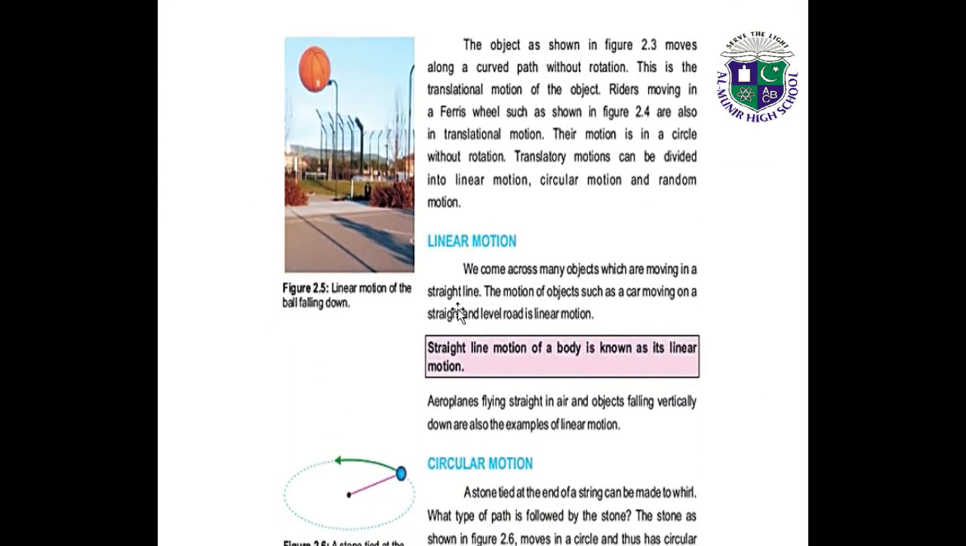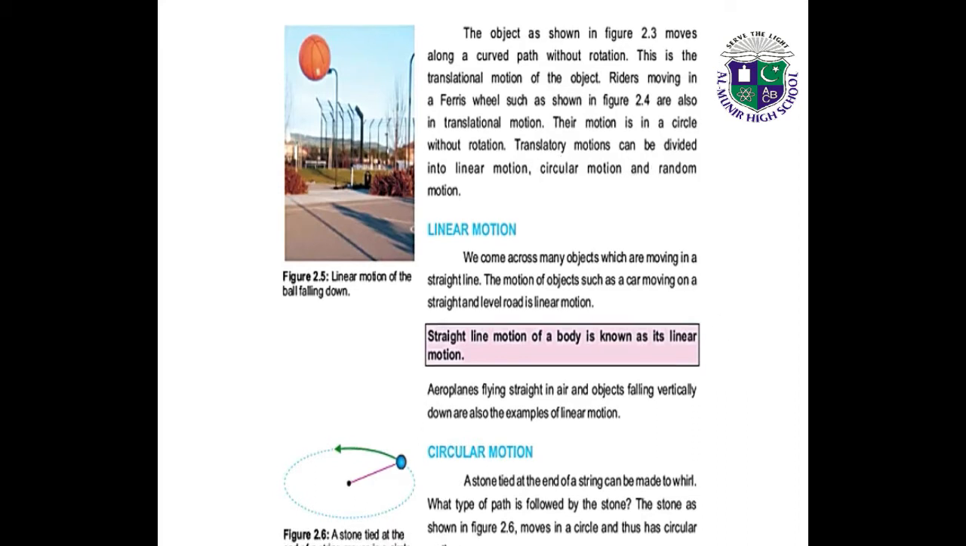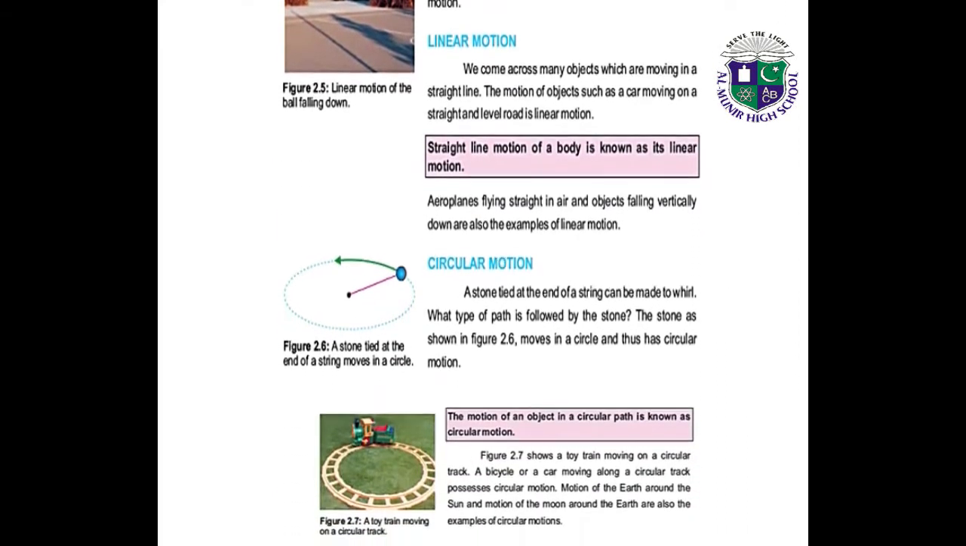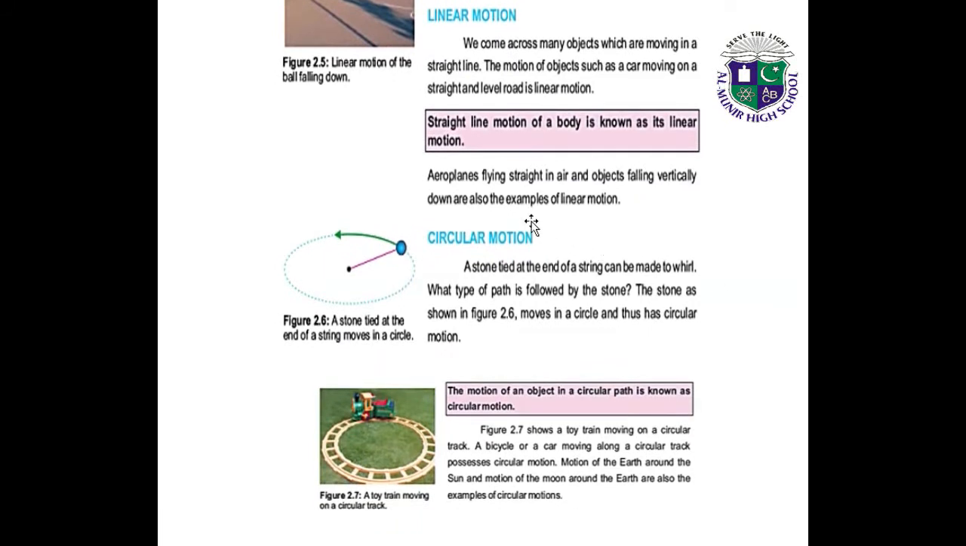The object as shown in figure 2.3 moves along a curved path without rotation. This is the translational motion of the object. Riders moving in a Ferris wheel are also in translational motion. Their motion is in a circle without rotation. Translatory motion can be divided into linear motion, circular motion and random motion. First of all, look at the example and definition of linear motion.